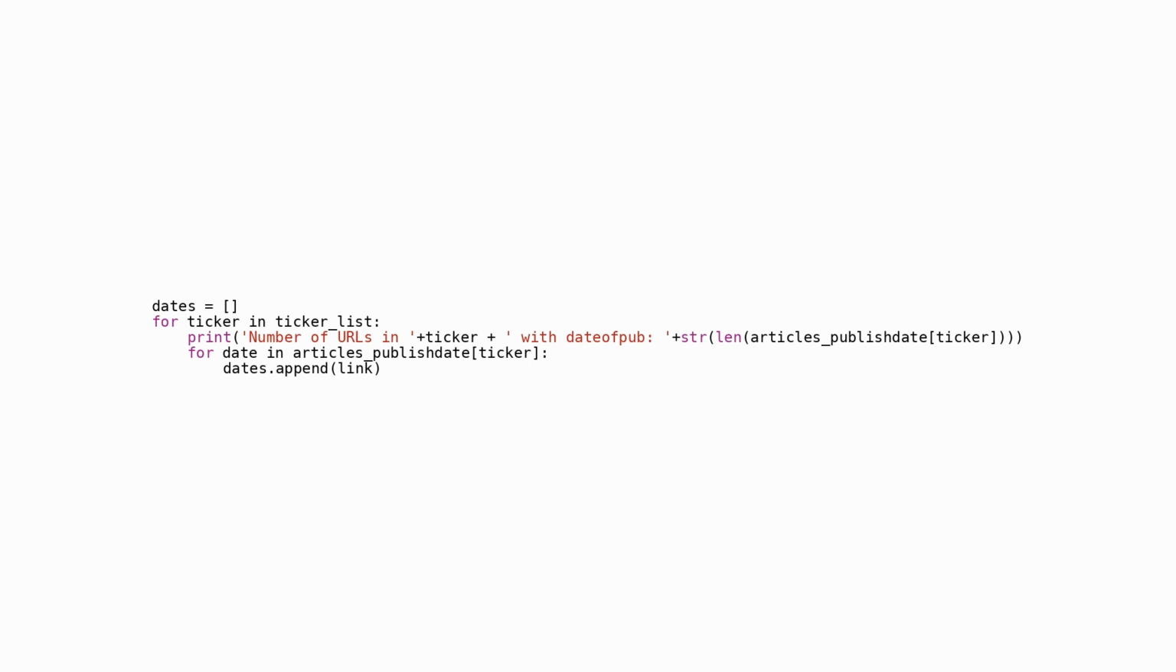Basically, the code reports the number of publication dates for each ticker in a list and gathers all the publication dates or related links into one list called dates. It seems there may be a line or several lines of code missing or an error that needs to be corrected, because there is an undefined variable link.